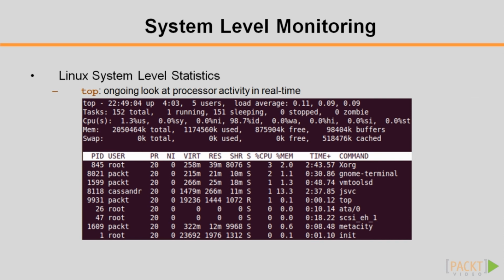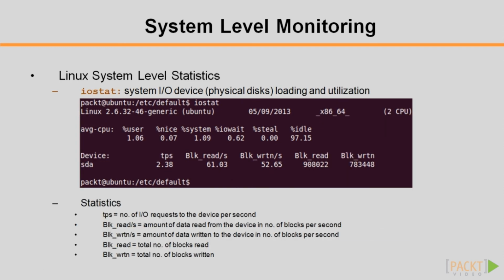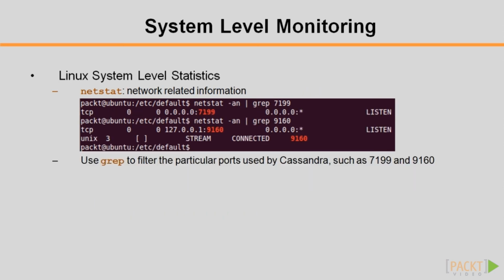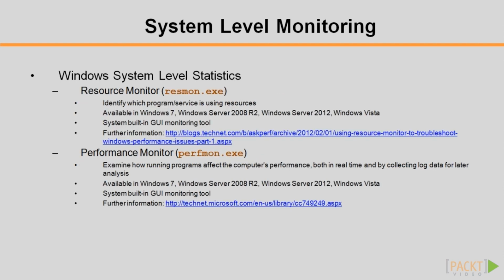The top utility provides an ongoing look at processor activity in real time so that you can find out the busiest processes running in the system. iostat can report important metrics of every physical I/O device, for example, the number of I/O requests per second, the number of blocks read and written per second, etc. Next, netstat is the most typical tool. Particularly for Cassandra, the TCP ports used by Thrift and JMX should be monitored. The above-mentioned tools are all Linux-based.